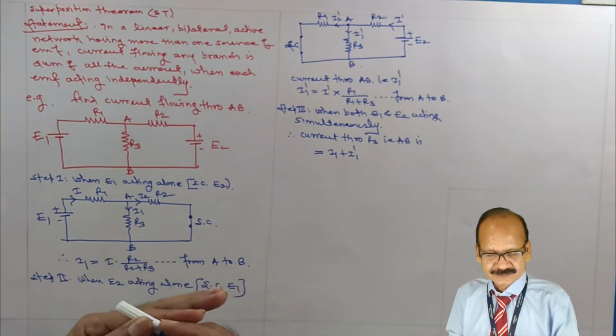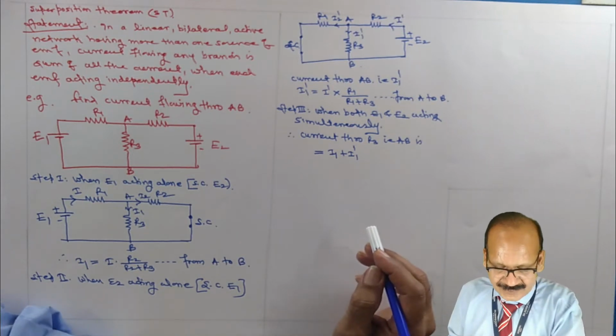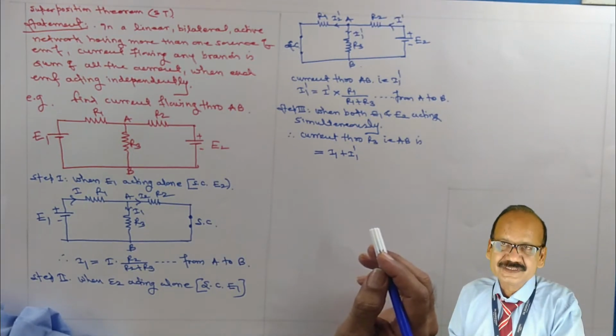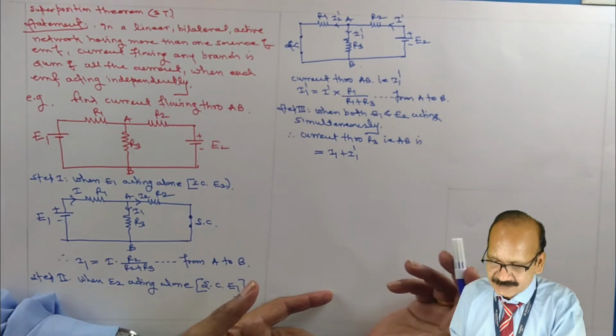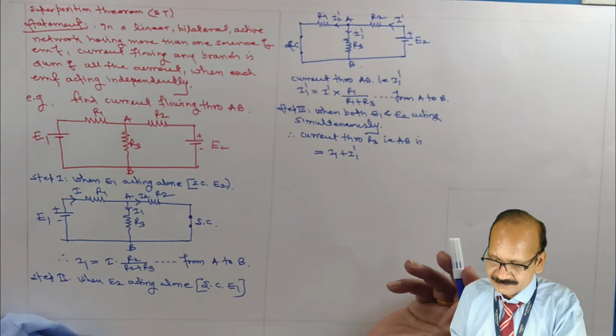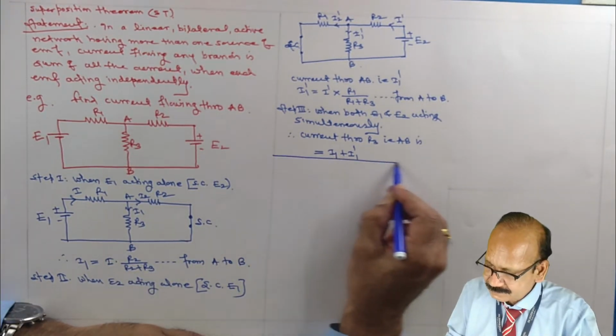Here, if there are 3 sources, you have to find out the current flowing through the required resistance because of each EMF independently, and finally take their sum. So this is about the superposition theorem. So let's have an example based on this.